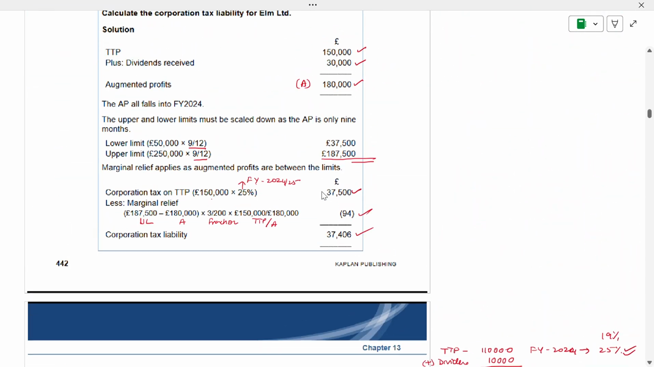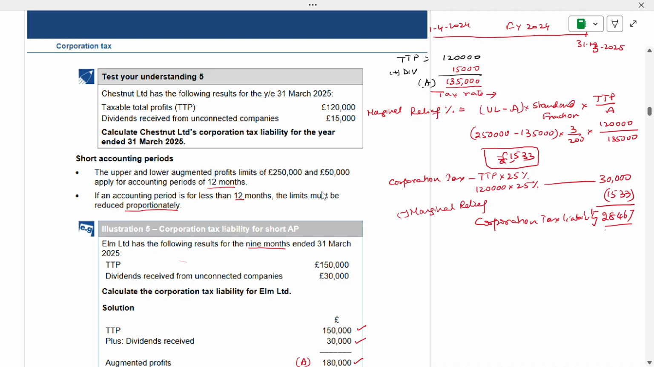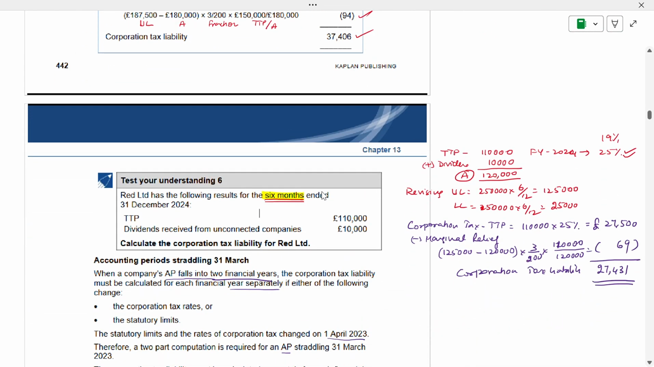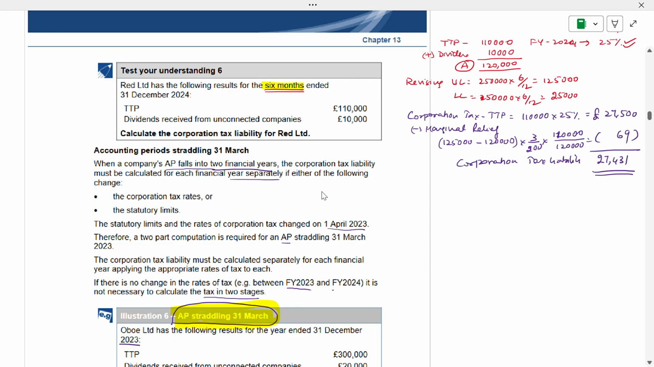No. See very clearly. Marginal relief is applied only when there is a profit between 50 and 250. Okay. Now, marginal relief is also applied when you are going to revise marginal relief. And it is based on few months. The limits apply for 12. If the accounting period is less than 12 months, the limit must be reduced proportionately.